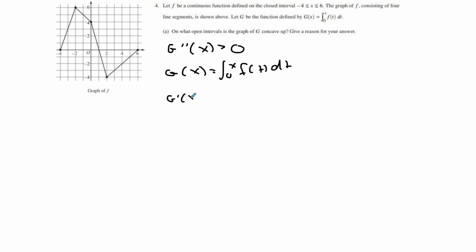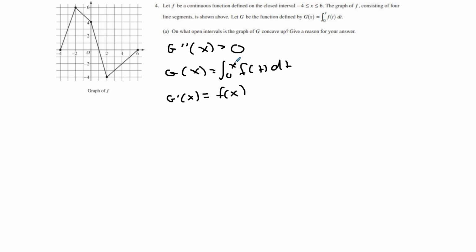And so in question A, it says on what open intervals is the graph of g concave up? And so to find when g is concave up, we need to find when the double derivative is greater than 0. So I need to find when g double prime of x is greater than 0. And so how do I do that? Well, we know that g of x equals the integral from 0 to x of f of t dt, right? So what is g prime of x? Well, g prime of x is going to be f of x, right?